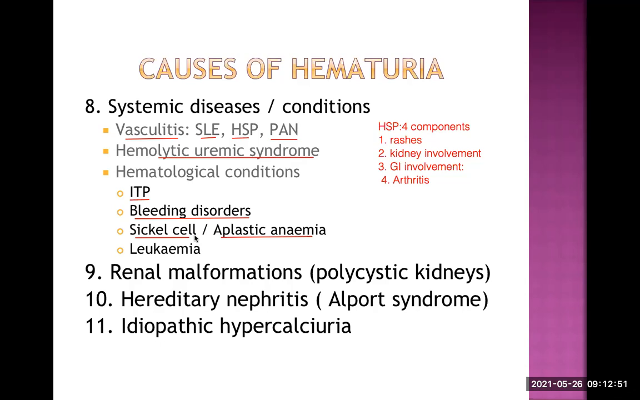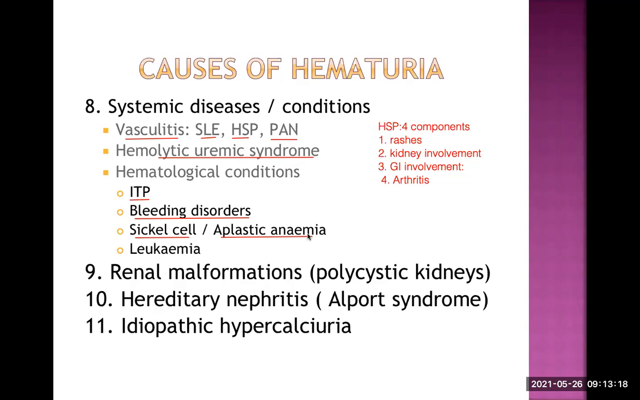Whereas in aplastic anemia, what is the cause of hematuria? Yes, what is the cause? Who can answer that? Anybody? Sir, aplastic anemia is also known as pancytopenia, so all types of blood cells are produced in less amount. So in that condition, the platelets will also be low and will lead to hematuria.